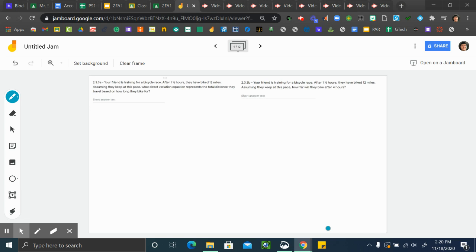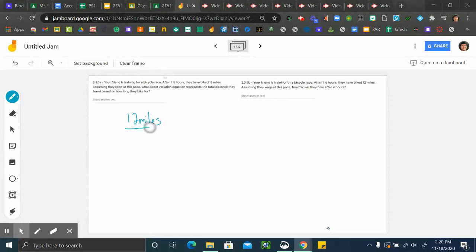223A, and we'll talk about 223B here in a second. It's similar questions. Your friend is training for a bicycle race. After 1.5 hours, they have biked 12 miles. Assuming they keep at this pace, what direct variation equation represents the total distance they travel based on how long they bike?